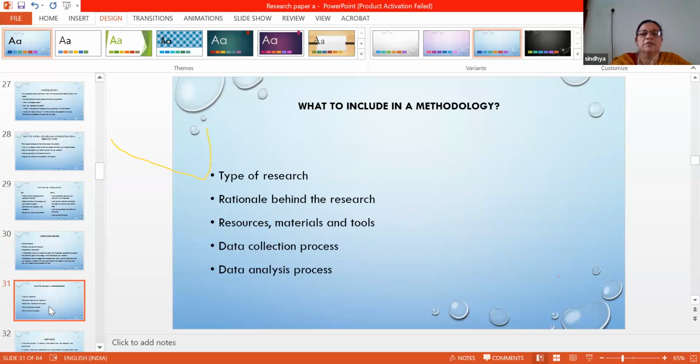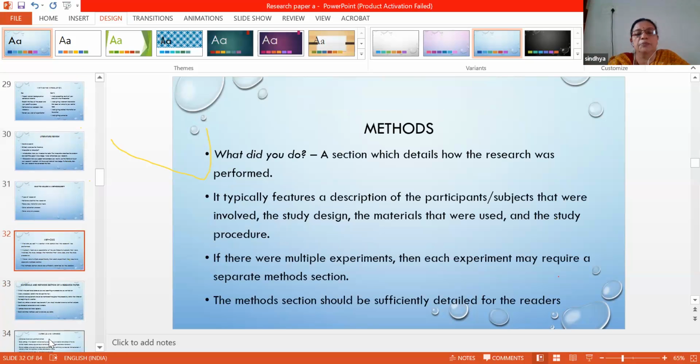In the methodology section, we have to include what type of research you are undertaking, whether it is a correlational research, whether it is an opinion survey, or whether it is an experimental research, what kind of method you are using, and why that method is used, what is the rationale behind the research method, as well as the significance of the research you can highlight, and what resources, materials, or tools you have to use in this research process, and how you are collecting the data, and what analysis procedure you are going to adopt. So these 5 components you have to include in the methodology part.